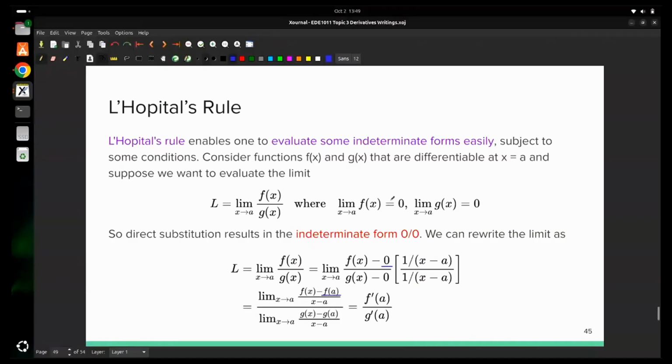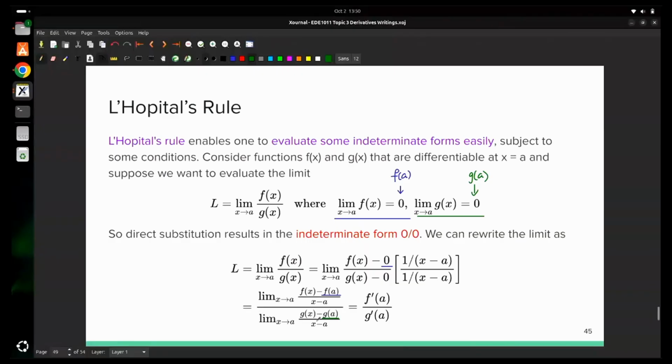So you can see here, if this limit of f of x equals 0, what does this 0 mean? This 0 is f of a, because you do direct substitution. If you put a inside f, you get 0. That means that 0 represents f of a. Then the same goes with g, so g of a is also 0. So I can write it like that.